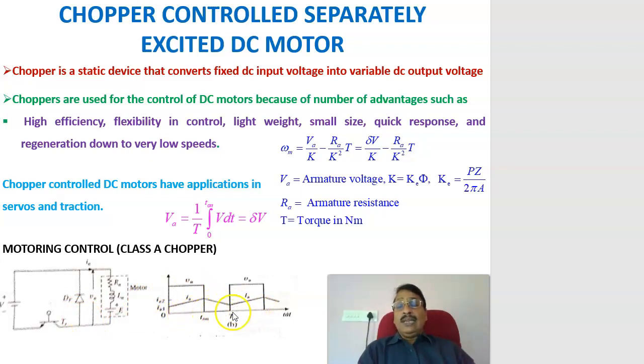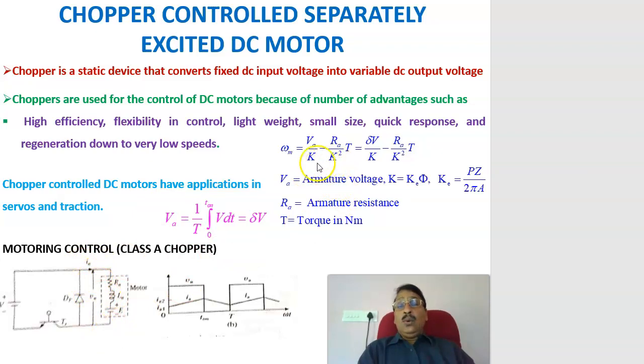Now, the duty ratio is defined as the on period divided by the total time period T, that is, T on by T is the duty ratio. You can find the average voltage across the armature, which is 1 by T integral 0 to T on of V dt, equal to delta times V, where delta is called the duty ratio, T on divided by the total time period. Therefore, by changing the duty ratio delta, you can vary the average voltage across the armature.